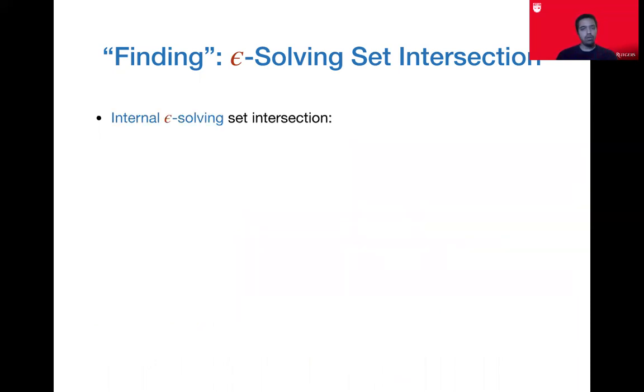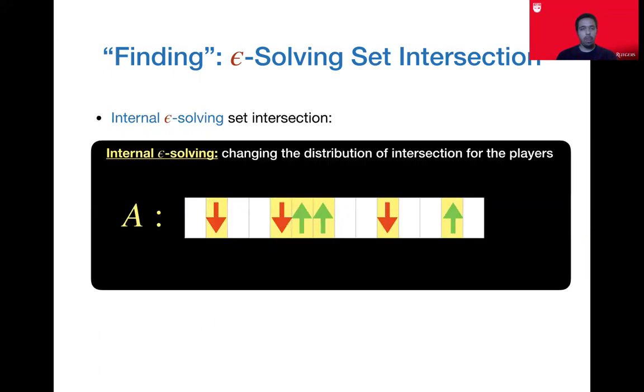On the other hand, what we need is this thing we call internal epsilon solving. Basically, Alice does not need to really figure out what the intersection is. She should just be able to change the distribution of each element. Say that, look, the first element, this is less likely to be the target. This is less likely, more likely, etc. And the same way for Bob.